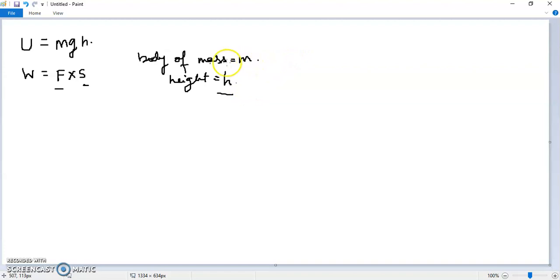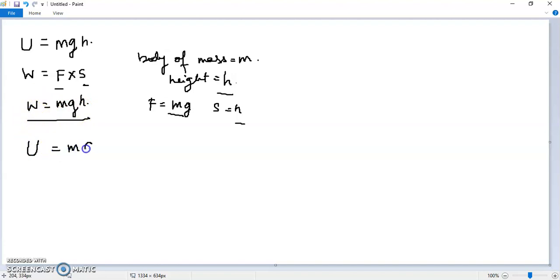So in this case, what will be the force? We know, since either it is going up or coming down, the force will be equal to m into g. All right, and displacement is equal to h. So if you place the value of force and displacement in this expression, what does it become? F is mg and S is h. So what do we get? Work done is equal to mgh, and this work done is stored in the form of potential energy. So what do we write? Potential energy is equal to mgh.